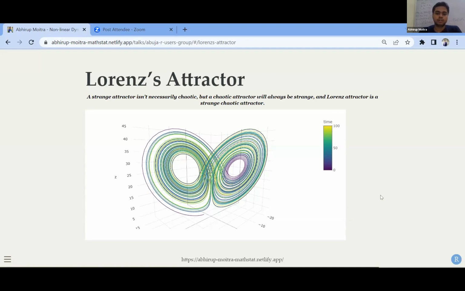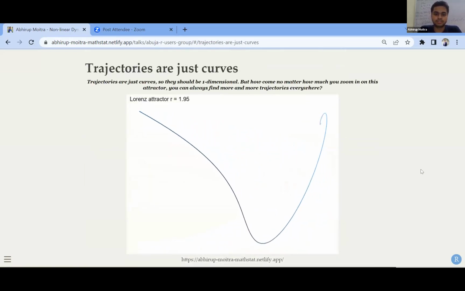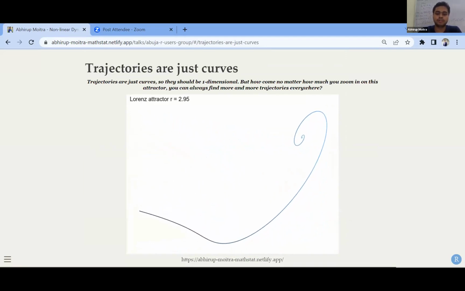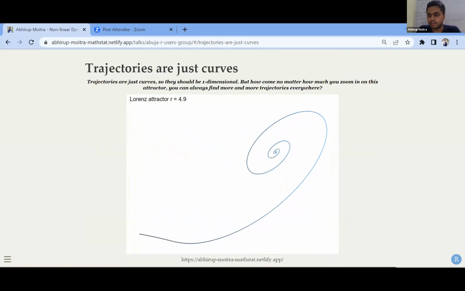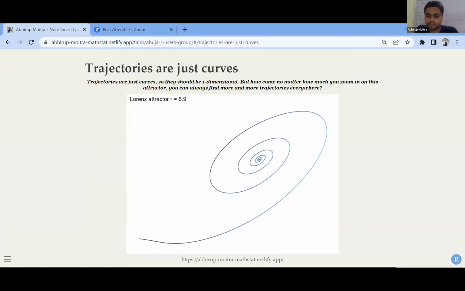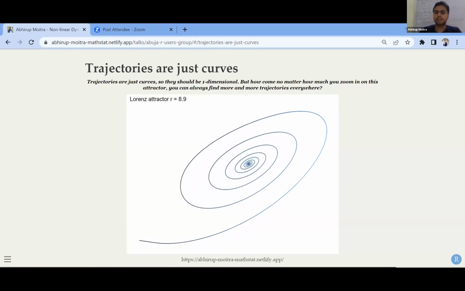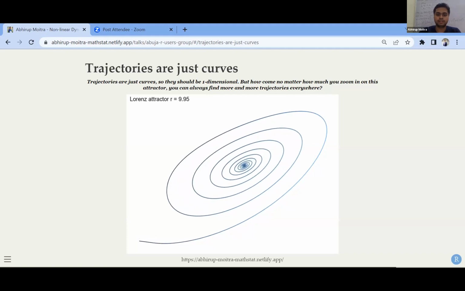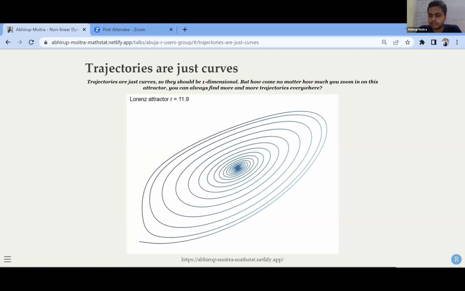Basically trajectories are just curves. It is a poster child of chaos theory, and is sometimes almost synonymous with the butterfly effect or the field of chaos theory itself. It even looks like a butterfly. A strange attractor is one that has a fractal structure.